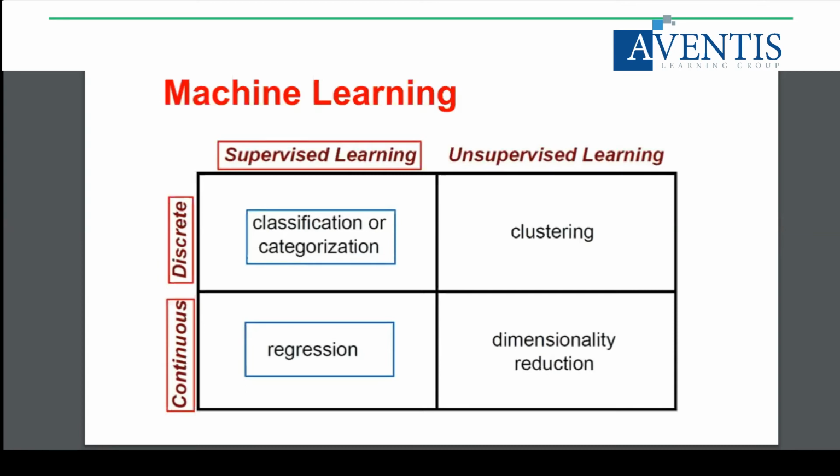So many more things we can do. But these are the most important two classes within machine learning: supervised and unsupervised. Within supervised, we can build two types of model. One is classification, another is regression.